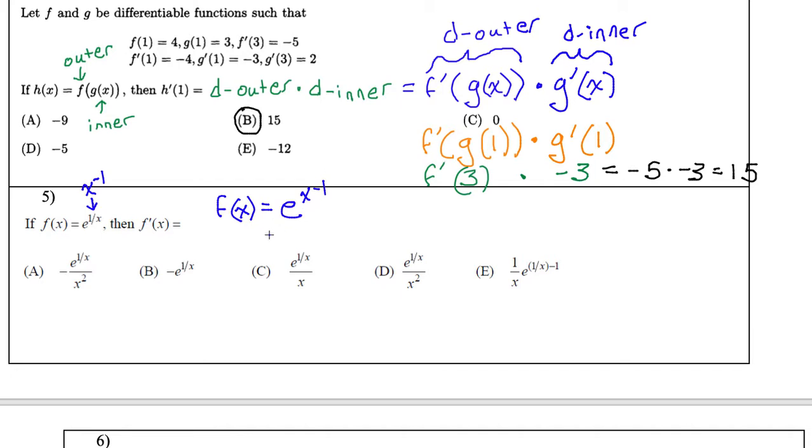I don't like fractions. Fractions make me cringe. It means I have to use quotient rule, which is really hard. It means I have to do really weird things. I don't want to use quotient rule, so get rid of the fraction by rewriting it with the negative power. Now I can take the derivative.